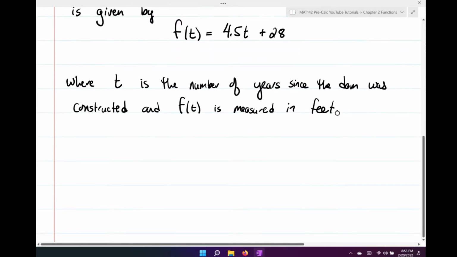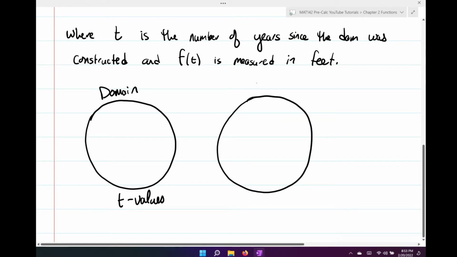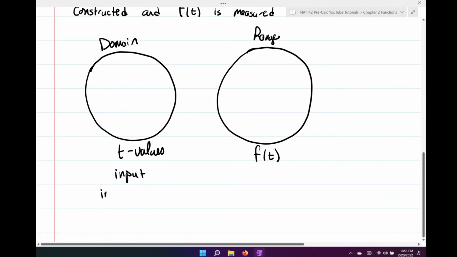Now, before we answer any questions here, I want us to really understand what functions actually do for us. So remember, you're going to have some set of numbers, and we're going to call this our domain. This will be all of the t values that you're allowed to use for this function. And then you have another set of numbers, which we call the range, and this is going to be f of t. In other words, the t values are your input values, or your independent variable, and then f of t will be your output, which is your dependent variable.